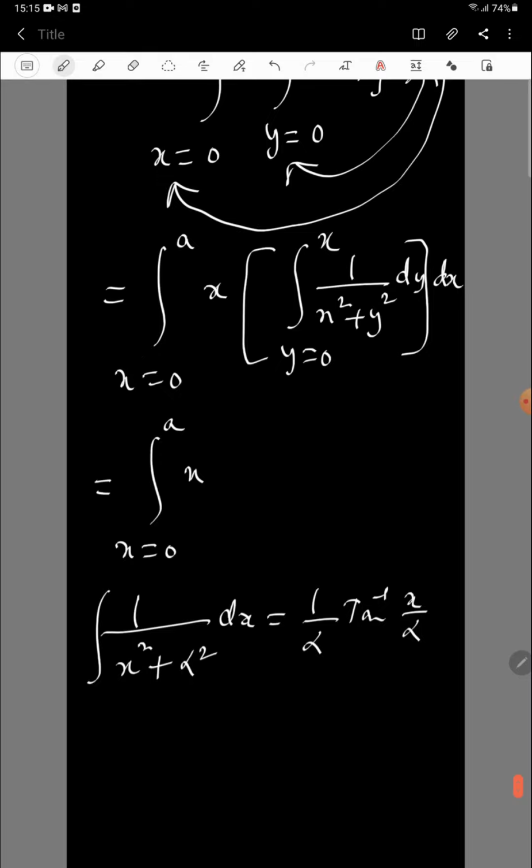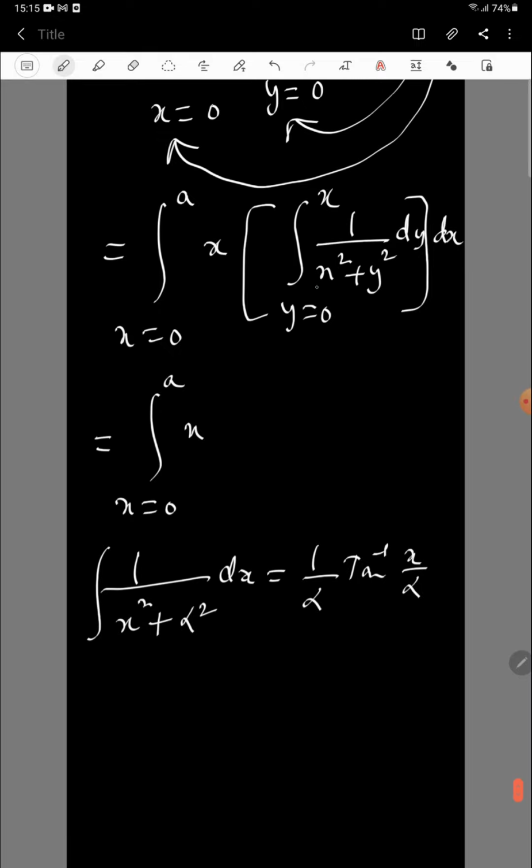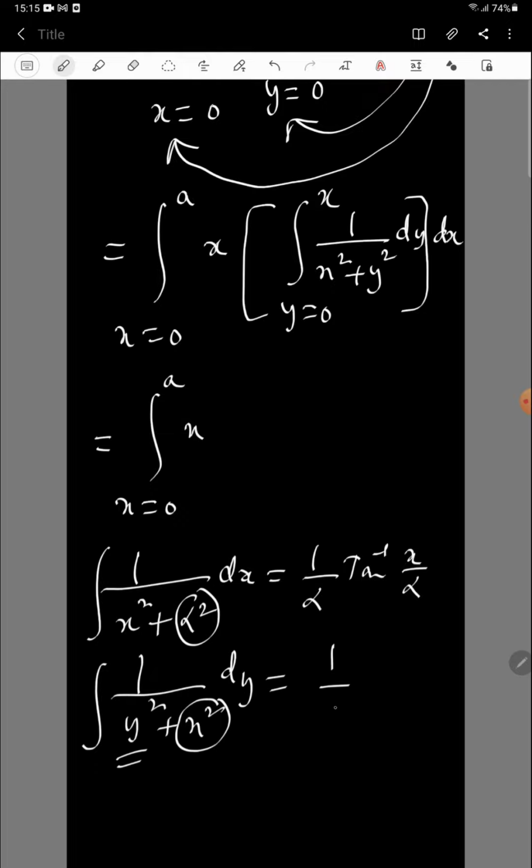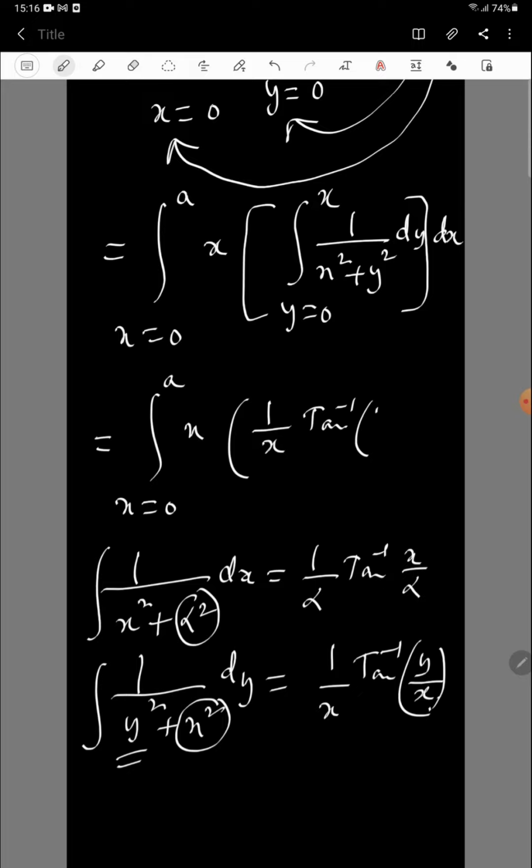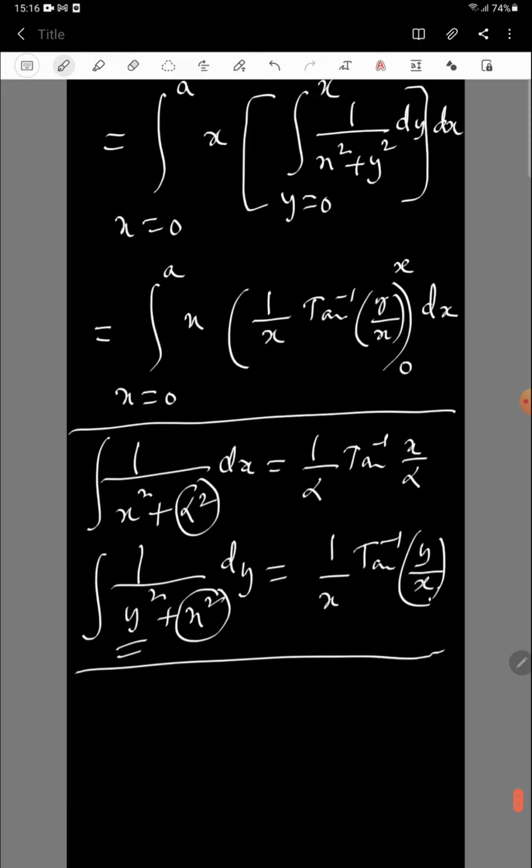So in the place, okay, here y is the variable, so x is constant, so integral 1 by y square plus x square, so this is like this alpha square constant. Here y is the variable, so it will be 1 by x tan inverse y by x. So I will get this one as 1 by x tan inverse y by x. This complete limits are from 0 to x dx. So this is for understanding, it is not a part of the problem.